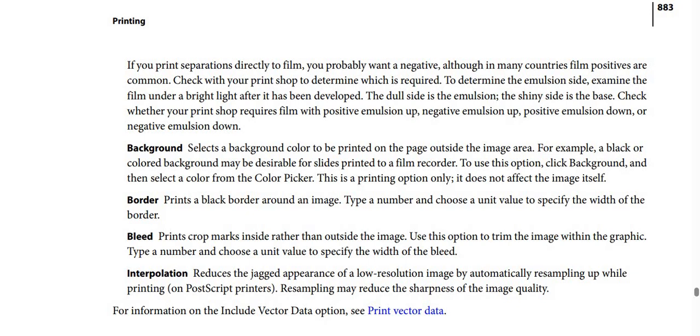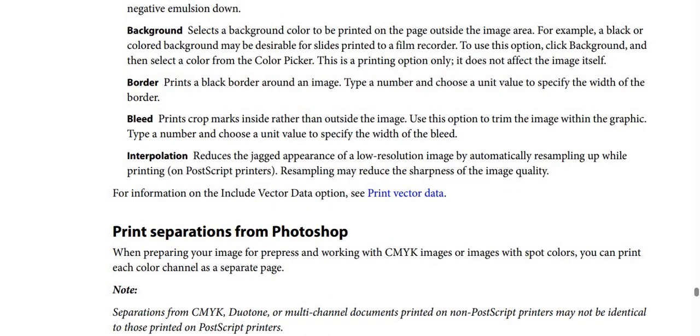To determine the emulsion side, examine the film under a bright light after it has been developed. The dull side is the emulsion, and the shiny side is the base. Check whether your print shop requires film with positive emulsion up, negative emulsion up, positive emulsion down, or negative emulsion down.